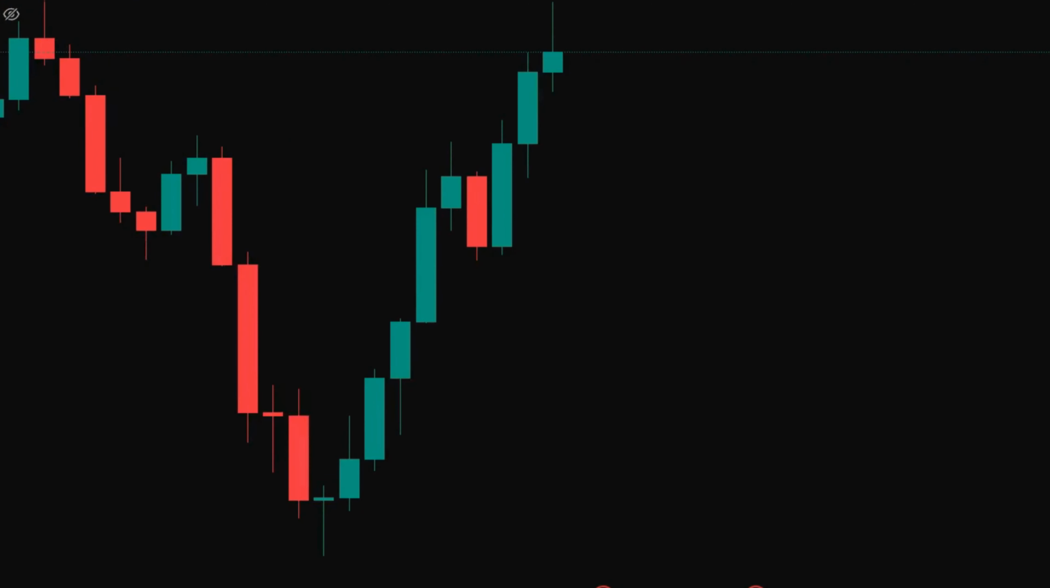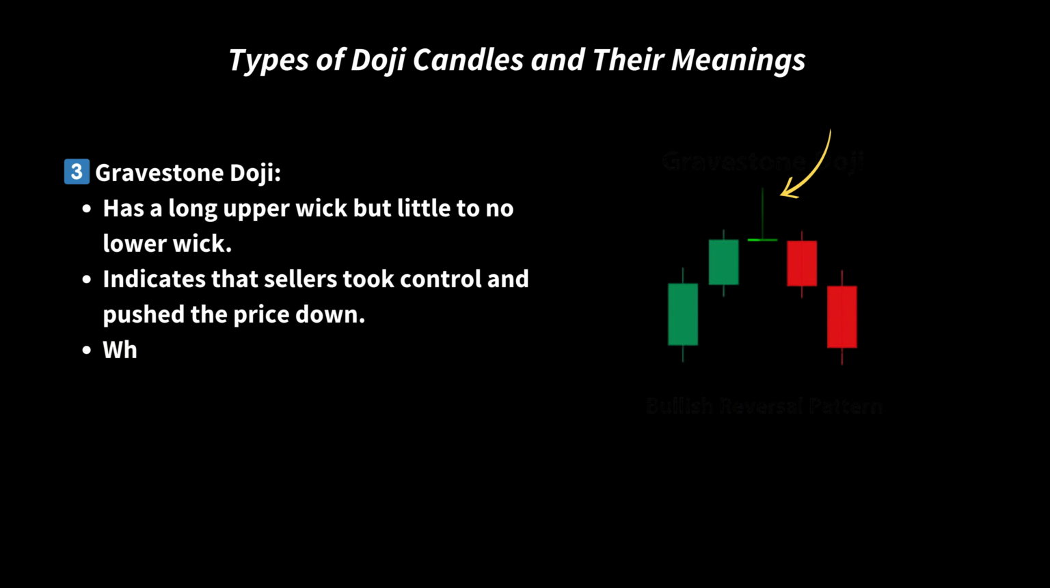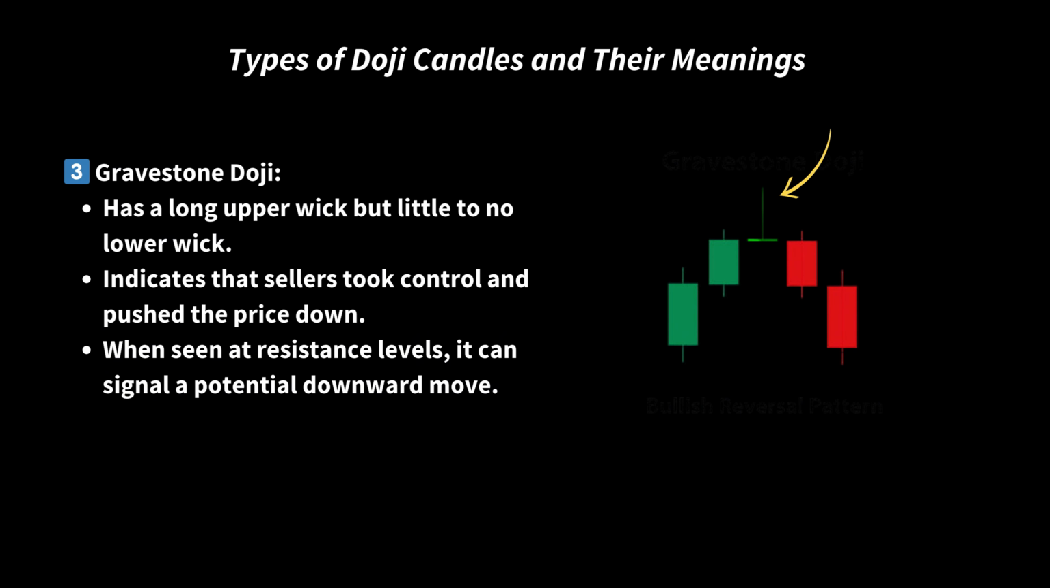Gravestone doji has a long upper wick but little to no lower wick. Indicates that sellers took control and pushed the price down. When seen at resistance levels, it can signal a potential downward move.